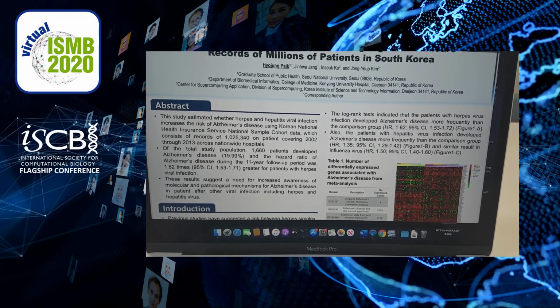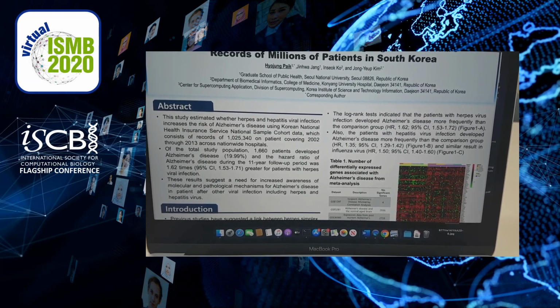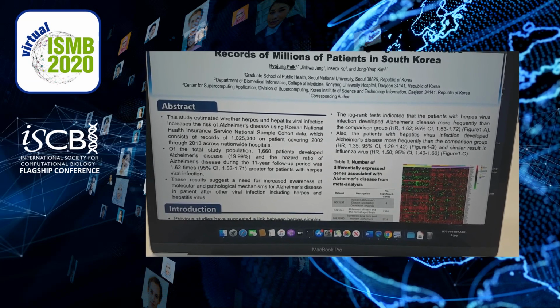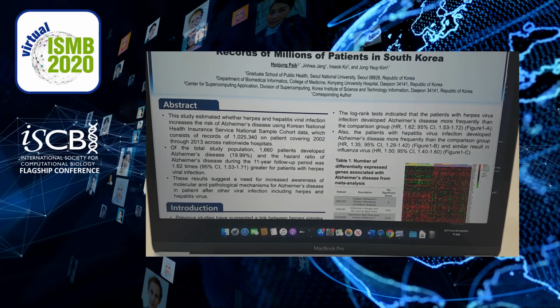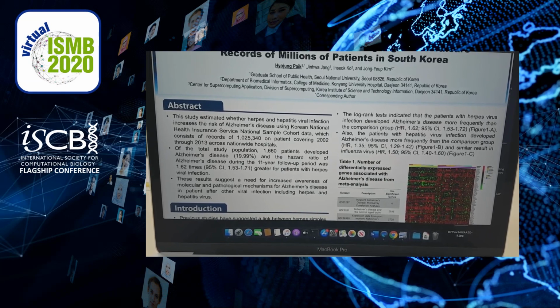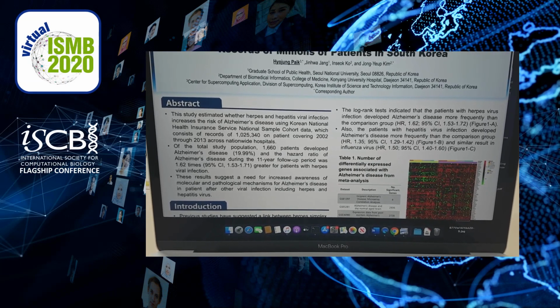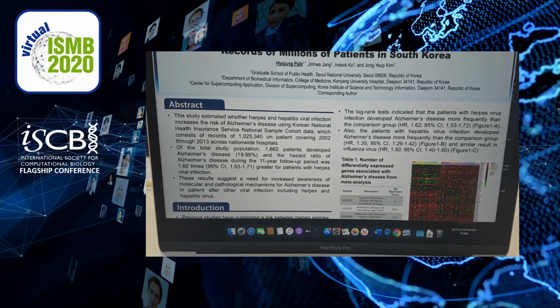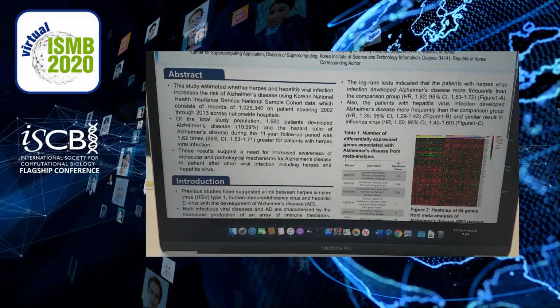So these results suggest a need for increased awareness of molecular and pathological mechanisms for Alzheimer's disease in patients after viral infection, including herpes and hepatitis virus.